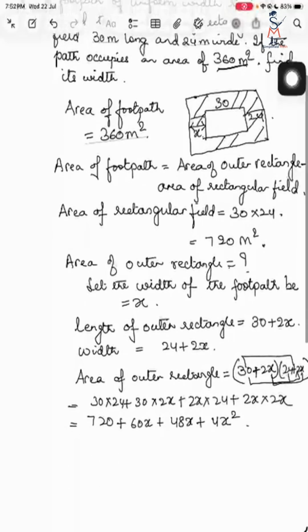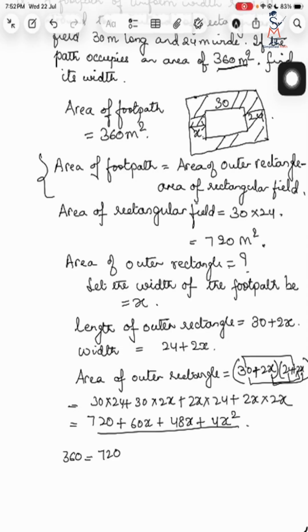Now what is this area of footpath? We'll take this formula now. Area of footpath is 360. So 360 is area of outer rectangle minus area of rectangular field: 720 plus 60x plus 48x plus 4x square minus 720. So plus minus cancel. 360 is equal to 60 plus 48, 108x plus 4x square.